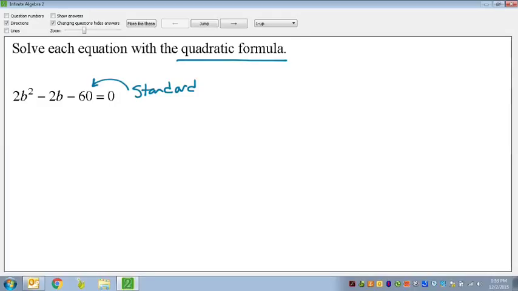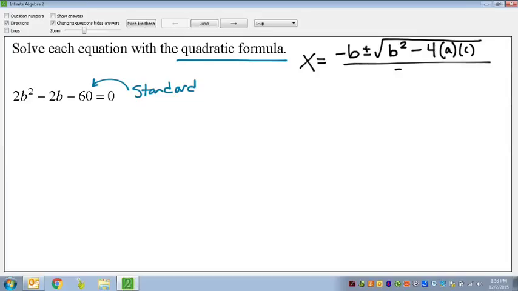Okay, so you're going to have to memorize this. Mr. Schwann will sing you a song here to help you memorize it. But the quadratic formula is x equals negative b plus or minus the square root. Notice how it's super long. b squared minus 4 times a times c. All that's over 2a. Wow, that is a lot of stuff to remember.